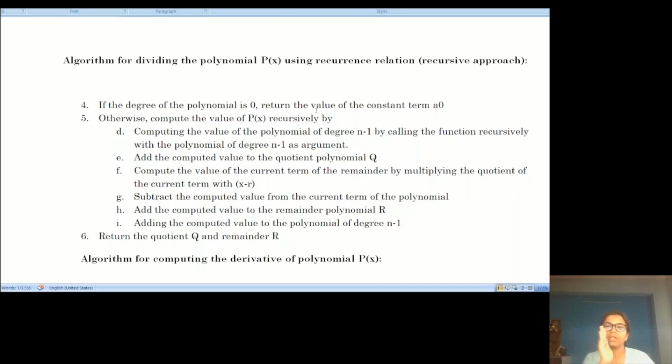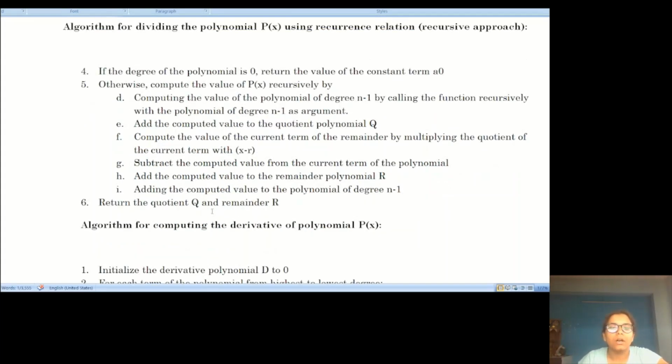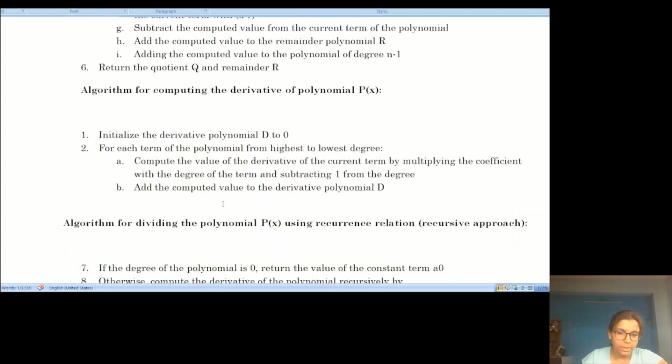Again, I'm sorry for that, the remainder would be multiplied to the quotient, and then it would be subtracted from the current term of the polynomial. After doing that we would just assign the value to the polynomial n, adding the computed value to the polynomial of degree n minus 1. After adding, we would just return the quotient q and remainder r.